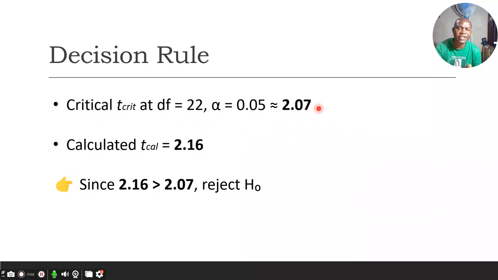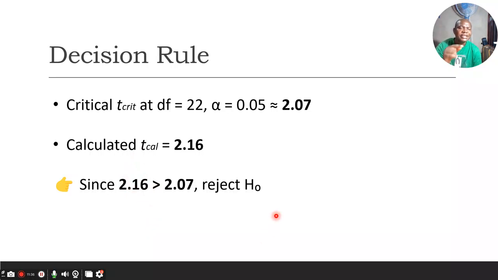So here we have our t critical, and from the calculation we made, our t calculated is 2.16. So to make our decision, we compare the t calculated with the t critical. If our t calculated is greater than the t critical, we reject our null hypothesis. Otherwise, we fail to reject our null hypothesis. So what we are trying to establish here is where our t calculated falls.